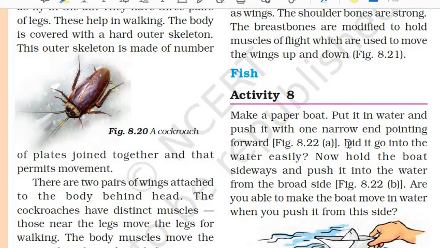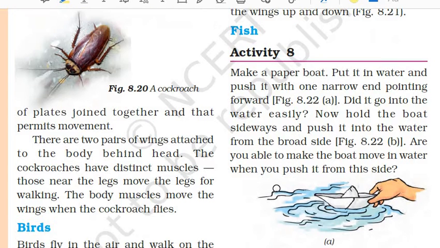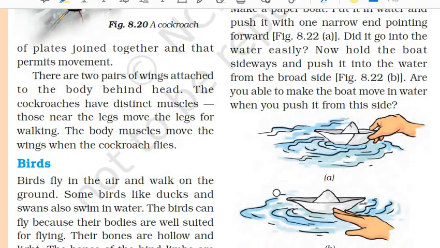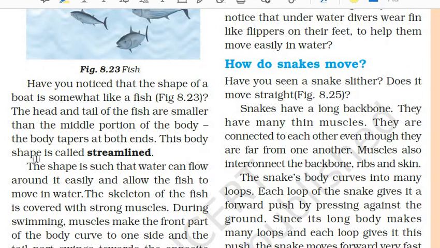Fish. Make a paper boat, put it in the water, and push it with the narrow end pointing forward. Did it go into the water easily? Now hold the boat sideways and push it into the water from the broadside. Are you able to make the boat move in the water? Not really, right?